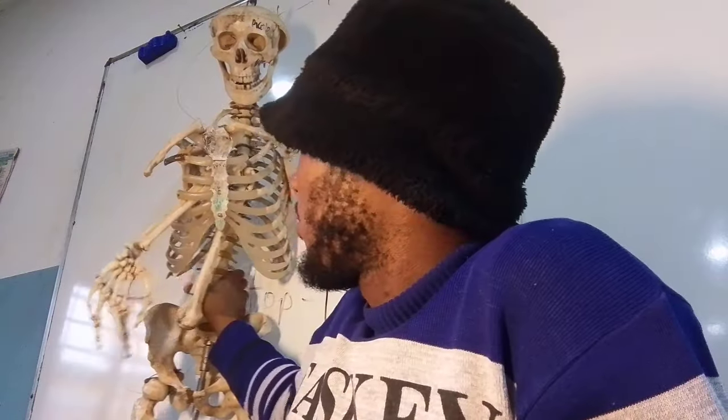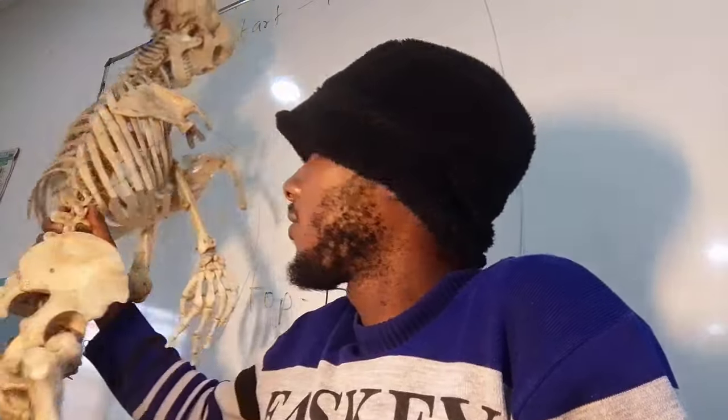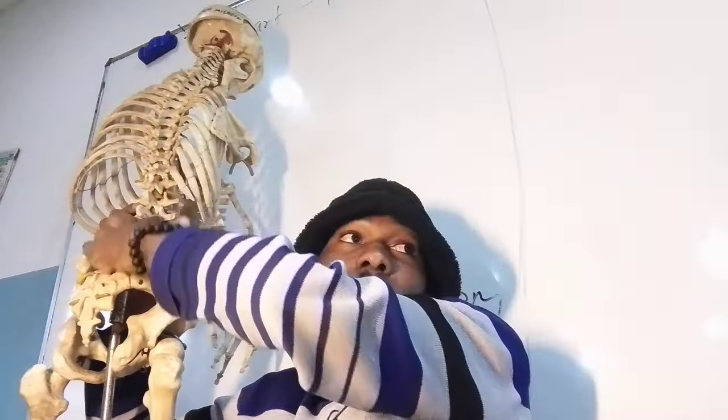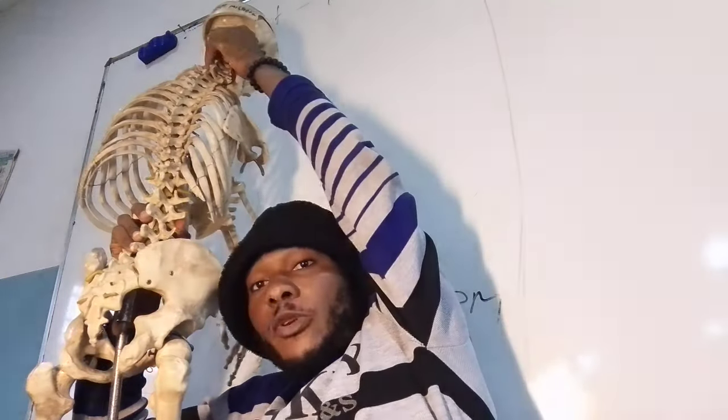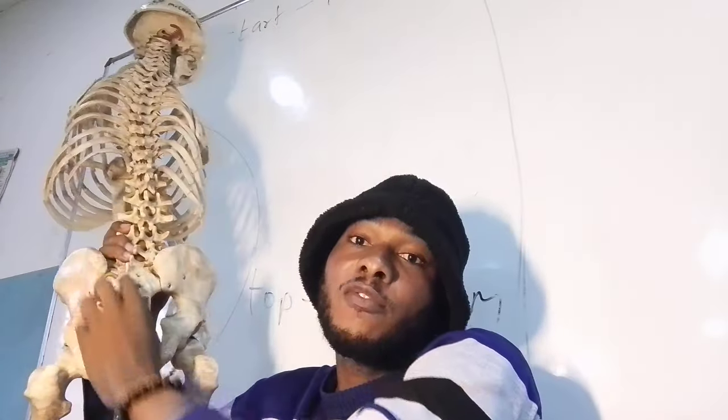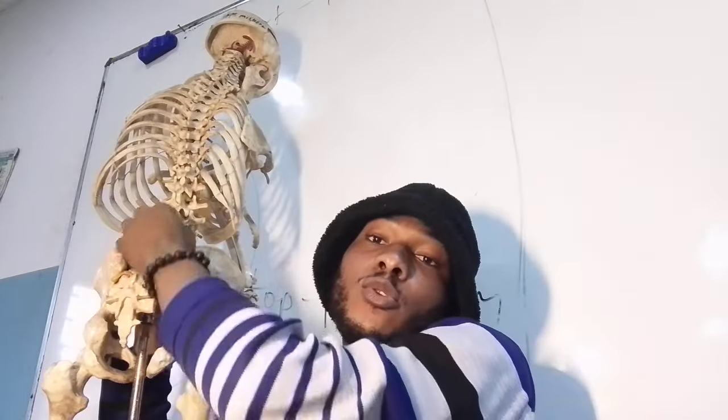Let me turn so that you see what I'm talking about. If you look at this skeleton like this, this bone here is the cervical part of the vertebral column, and there are 7 in number. We have the thoracic, which are 12 in number. We have the lumbar, which are 5 in number. We have the sacrum, which are 5 fused. We have the coccyx, which is 4 fused into 1. These are the bones of the vertebra.